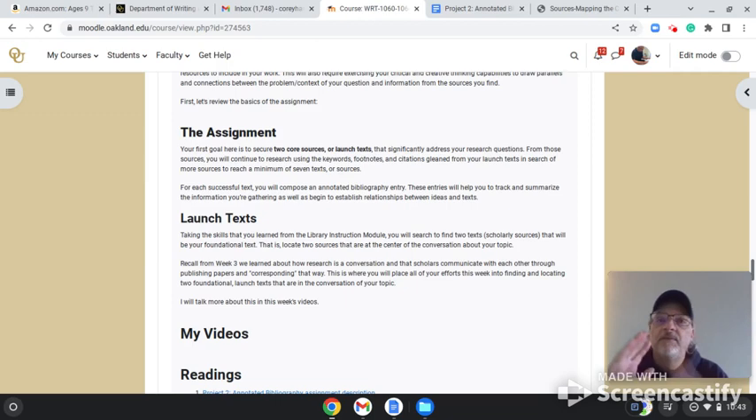So we're looking for a minimum of 7 texts in total for the annotated bibliography. Really, we'll focus mainly this week on finding your 2 core sources, those launch texts that help you then find the other sources, because that helps you stay within the conversation.